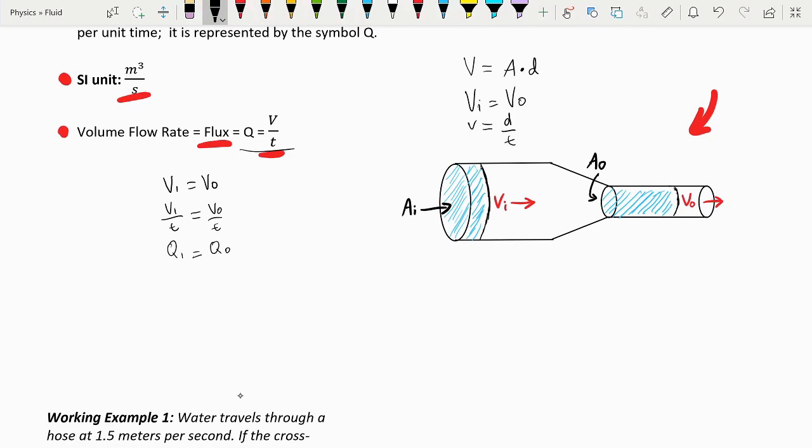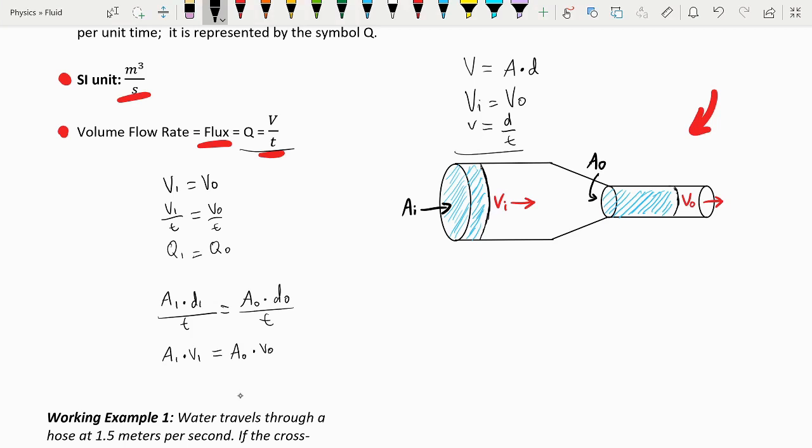So we remember that volume is equal to area times displacement. So I'm going to rewrite this as area input times displacement input by time is equal to the area output times displacement output by time. And we know that the velocity is displacement by time. So we can rewrite this to say area input times velocity input is equal to the area output times the velocity output.